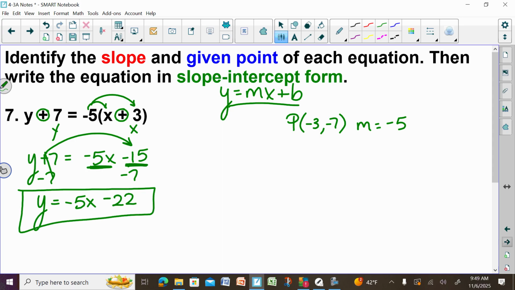So you can transform point slope form into any other form. Okay, it's our transitional form of the equation.